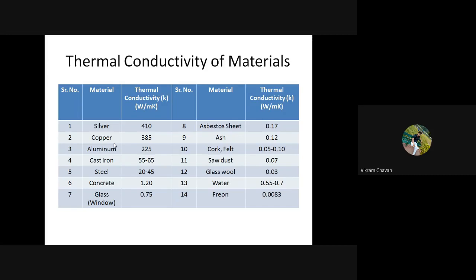Everyone understands what thermal conductivity means? It is the ability of a particular material to transfer heat, how fast that material transfers heat from one location to another. That is thermal conductivity. If the thermal conductivity is high, the material is called a good thermal conductor, and if it is low, the material is called a good insulator.